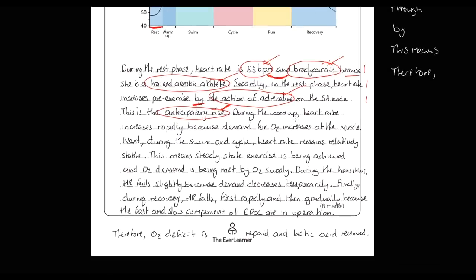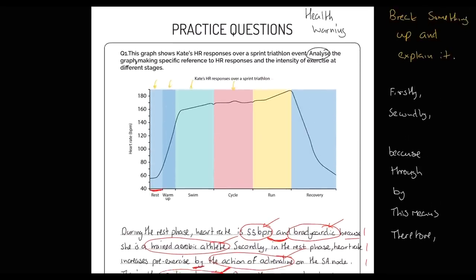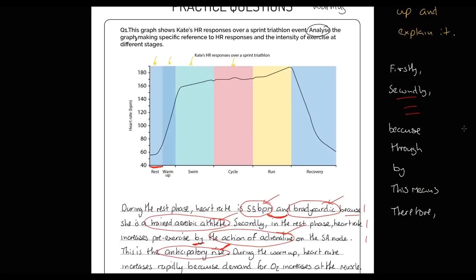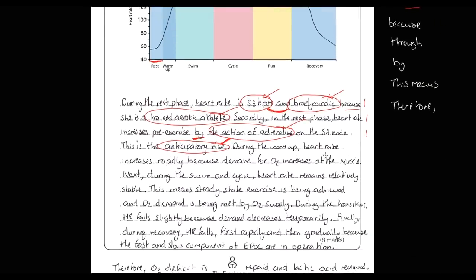During the warm-up, comma, again, I'm analyzing. It's basically secondly, thirdly, fourthly. During the warm-up, heart rate increases rapidly. Okay, so notice the word rapidly or steeply. I'm probably going to get myself a mark because I'm explaining: demand for oxygen increases at the muscle. Okay, there's my connection. Next, comma, so again, I'm into the next phase.